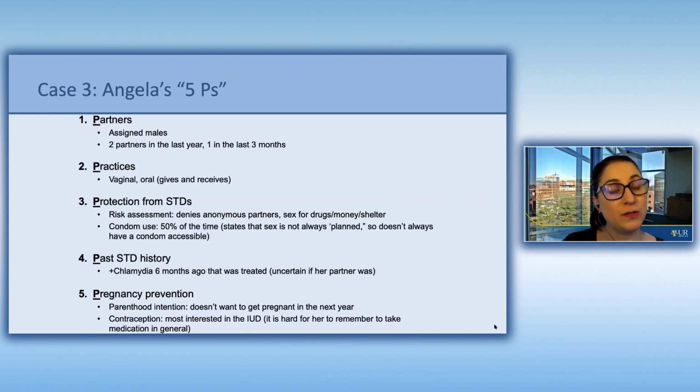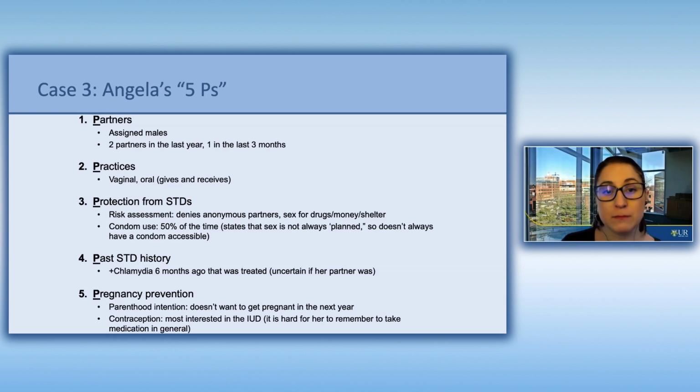Angela's 5 Ps. So she has sex with assigned males. She's had 2 partners in the last year, 1 in the last 3 months. She has vaginal sex and gives and receives oral sex. She denies any anonymous partners or sex for drugs, money, or shelter. She uses condoms about 50% of the time. And when you ask her, why not 100%? Why not 0%? She states that sex is not always planned, but sometimes it is. And so she doesn't always have a condom accessible.